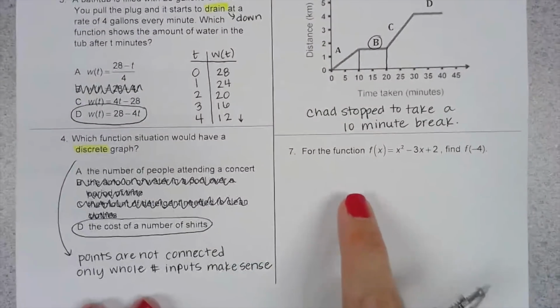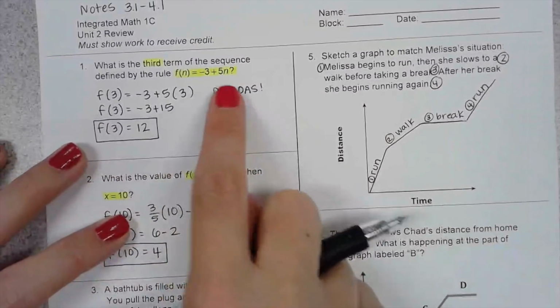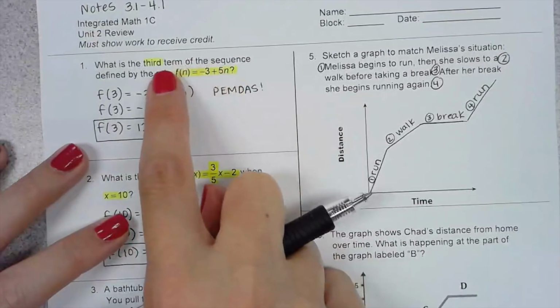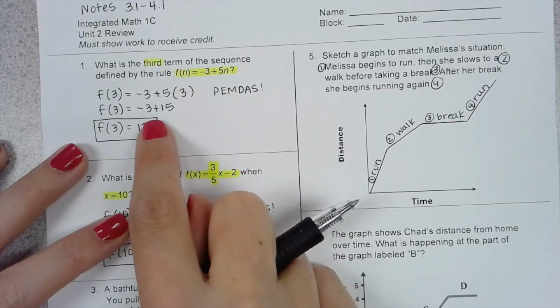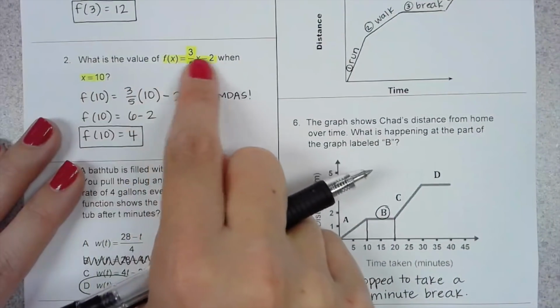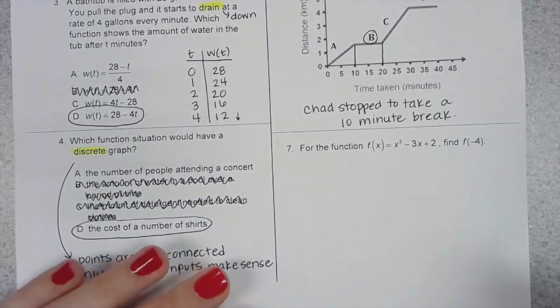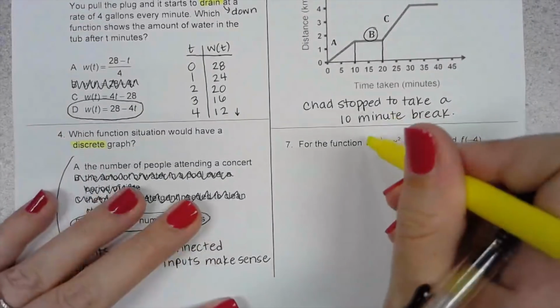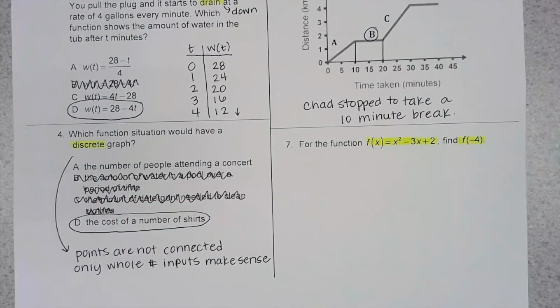Question number 7, the last one on this page, goes back, and it's sort of like the 2 of these that we started with. So remember, I had a function. I was trying to find the third number in the list for the function rule for the sequence, and so I plugged in the 3. On this one, I was trying to figure out when x equals 10, what was this equal to? And so for this one, I'm also going to have to be careful for PEMDAS. I'm given a function rule, and then I'm asked to figure out what's f of negative 4.